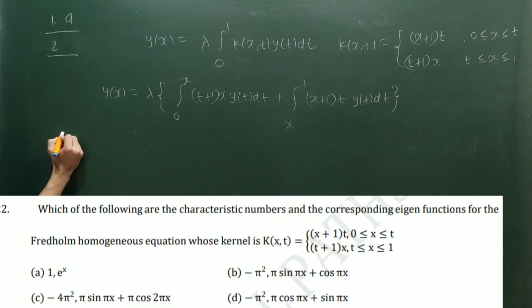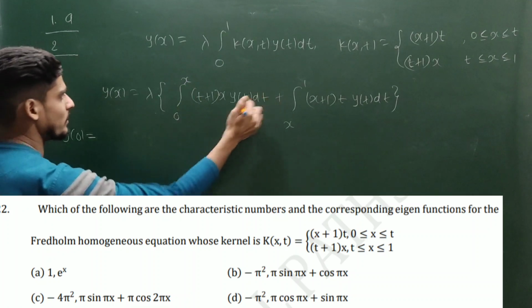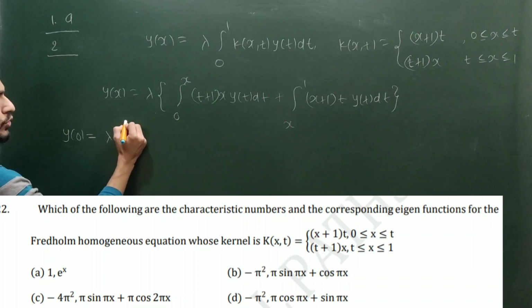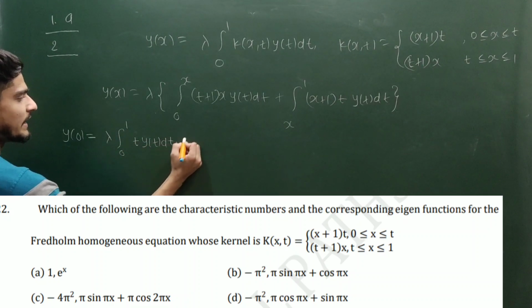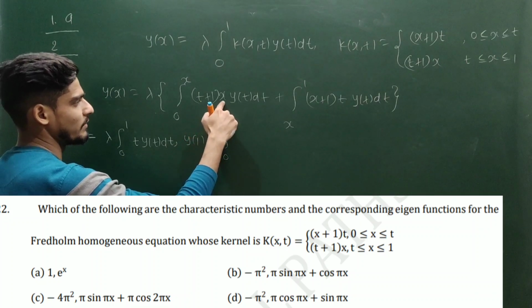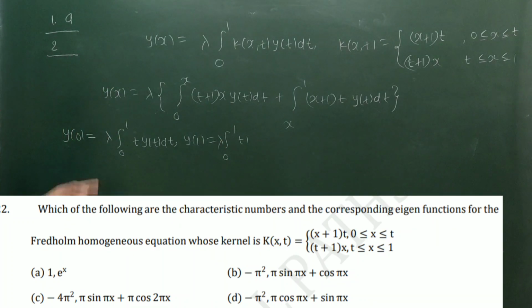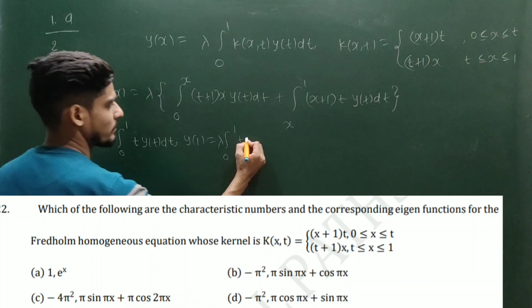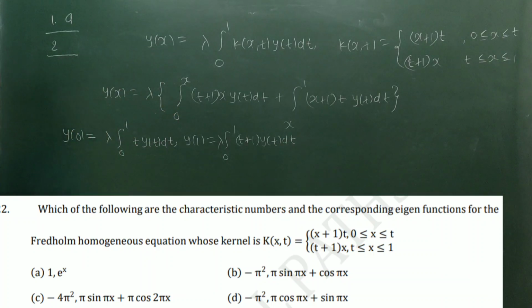Now let us write the initial condition. Y at 0: this slot will be 0 to 0, so this will be 0, and this slot will be lambda times integral 0 to 1 of t y(t) dt. And my y at 1 will be lambda times integral 0 to 1. If I put 1 in place of x, then I will be having (t plus 1) y(t) dt.